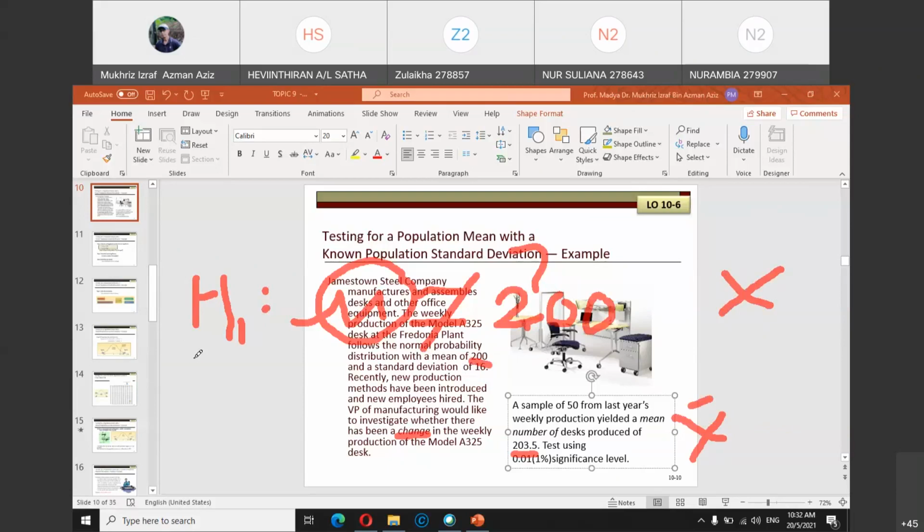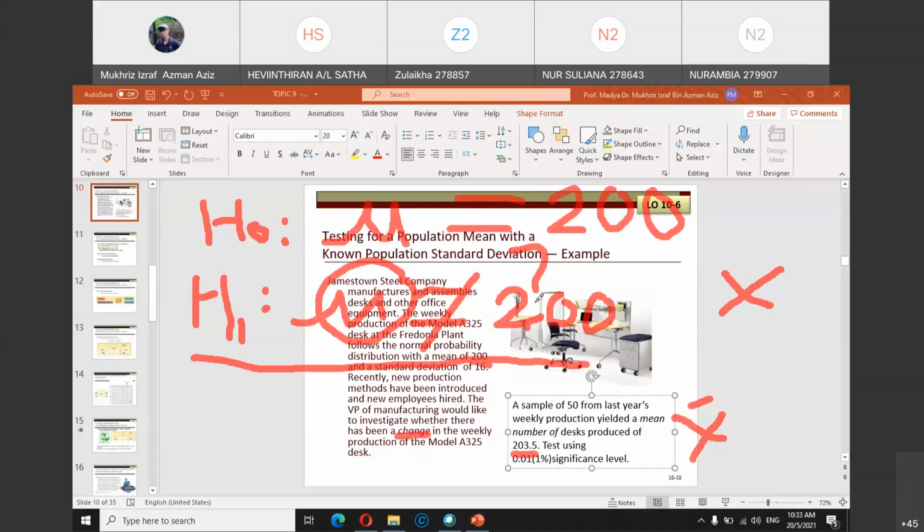Once you have correctly constructed your H1, you can write on top of it your H0, which is just the opposite of your H1. If H1 takes the sign of not equal to, then the opposite will be equal to 200. Once you have correctly formed your H1 and H0, and extracted all the information, what the X bar is, what the sigma is, what the population mean is, and the level of significance, 1%.